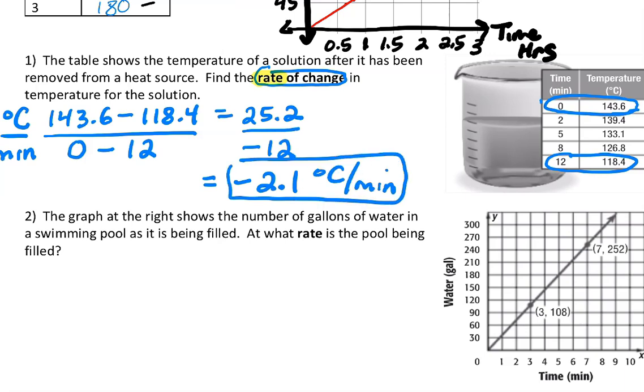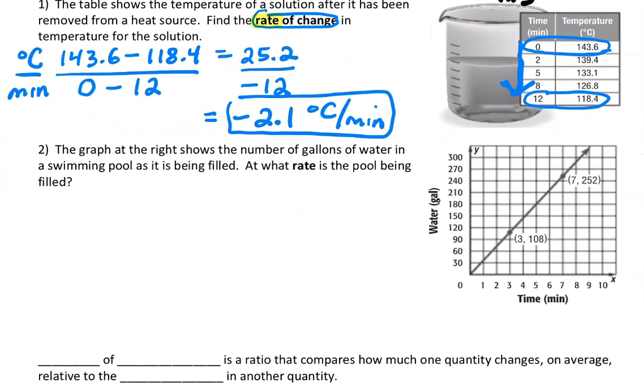So as you can tell from the table, the temperature is dropping, so that's why it's negative. And the units are degrees or temperature per minute. And we could use the same idea on the next one.